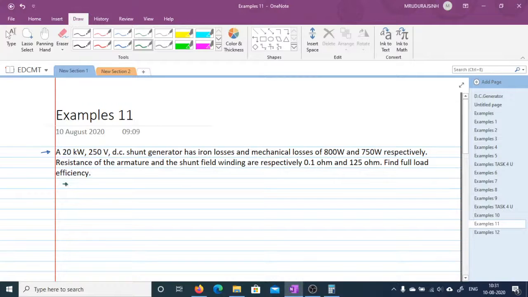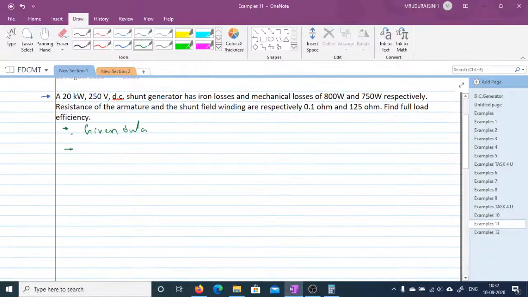So we'll start with given data. So let's start understanding that whatever data is given to us, a 20 kilowatt 250 watt DC shunt generator. So first thing given to us is P is equal to 20 kilowatt. The next is voltage. V is equal to 250 volt. Then a DC shunt generator. So the type of generator is shunt generator.